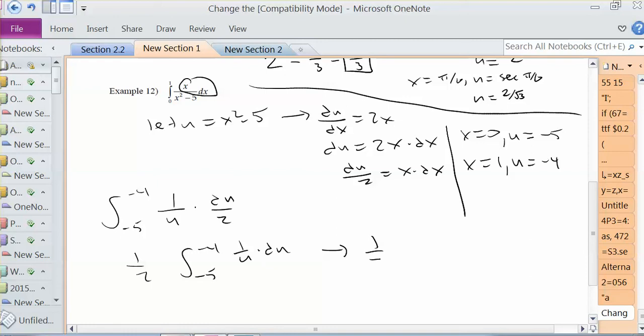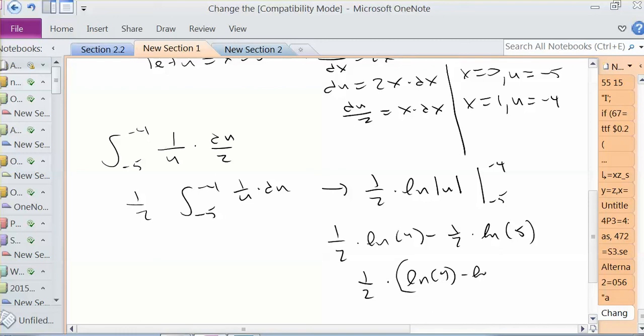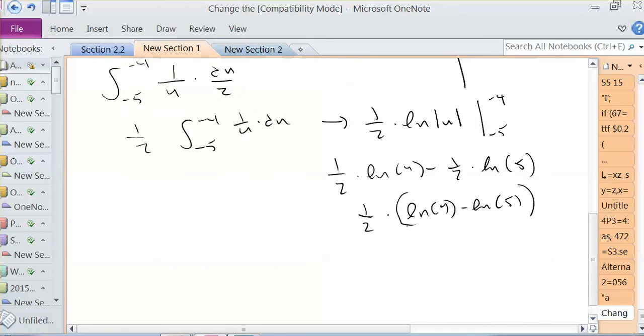Take your antiderivative, 1/2 times natural log absolute value of u, obviously from -5 to -4. It's a good thing you have the absolute value, right? So it's 1/2 times natural log of 4 minus 1/2 times natural log of 5. You can condense it in this manner. Factor out the 1/2 like this, and then condense it using the quotient property for logarithms. And that would be our exact answer.